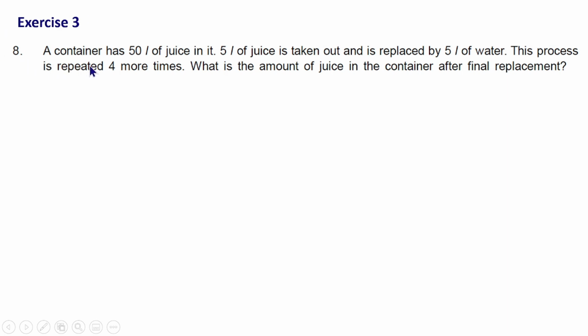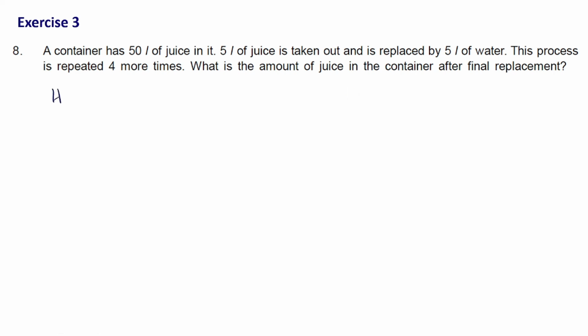A container has 50 liters of juice in it. 5 liters of juice is taken out and is replaced by 5 liters of water. This process is repeated 4 more times. What is the amount of juice in the container after final replacement? So here it is given the container has got 50 liters of juice in it. 5 liters of juice is taken out and replaced by 5 liters of water. This process is repeated 4 more times. We need to find the amount of juice after the final replacement.